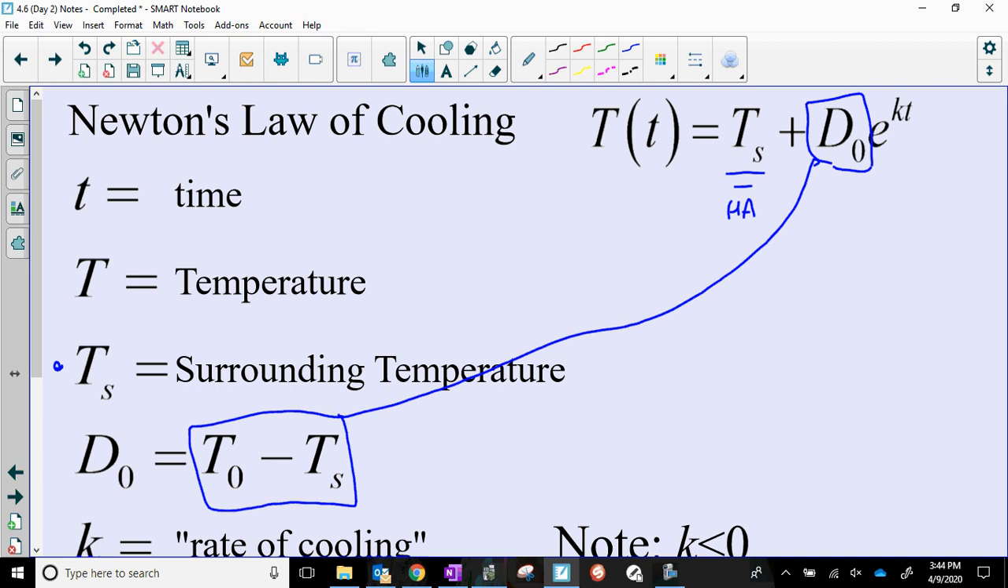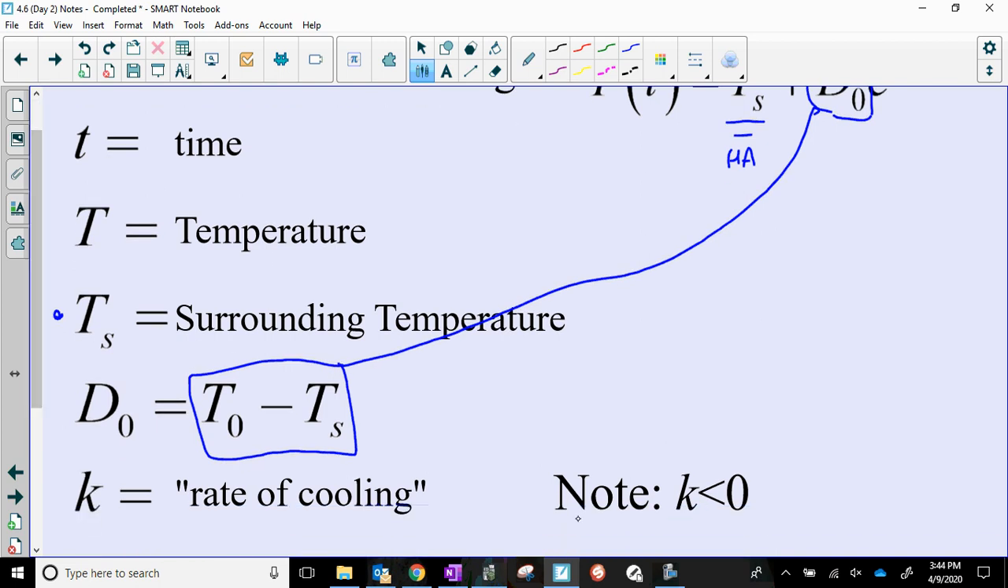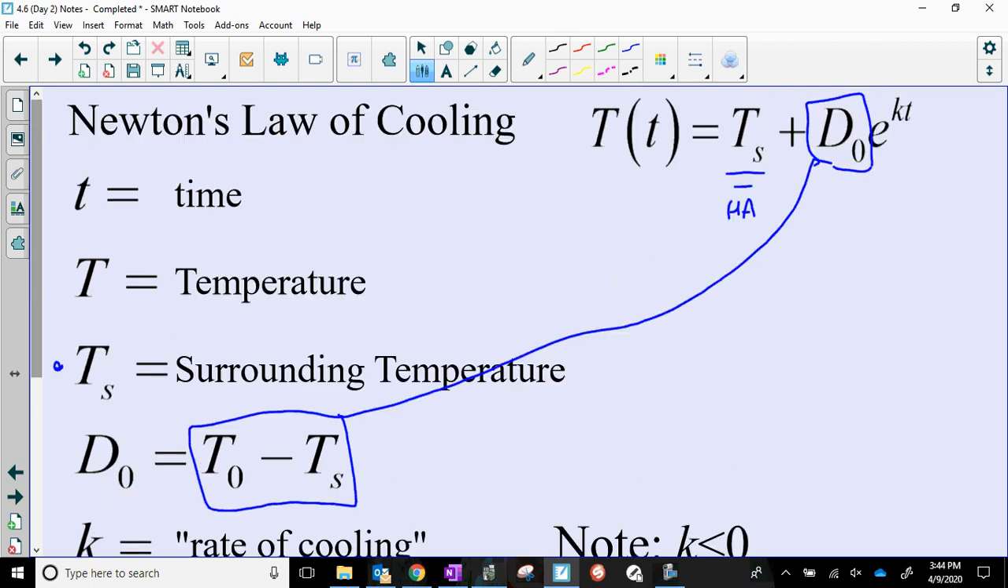K is the rate of cooling. It's cooling, so the K has to be negative. We're saying right here, cooling tells us it's negative. The other two things are variables. A little t is your time, capital T is your temperature. It's just any multiplication that comes to no t. So if you'd rather write temperature equals surrounding temperature plus the difference of the initial temperature and the surrounding room temperature, times E to your rate times your time, that's fine.